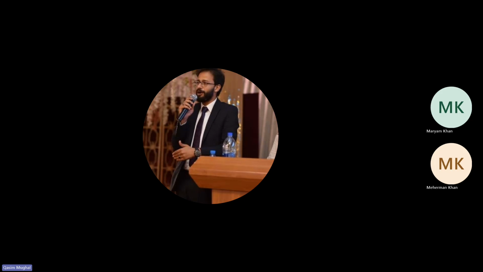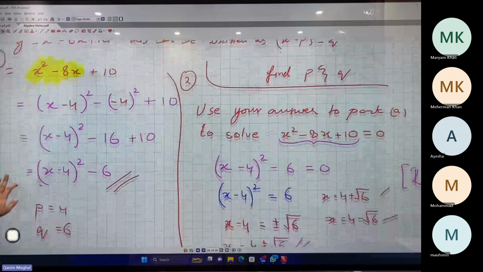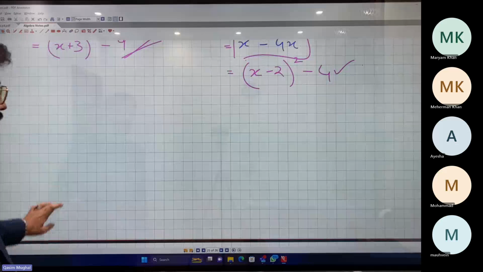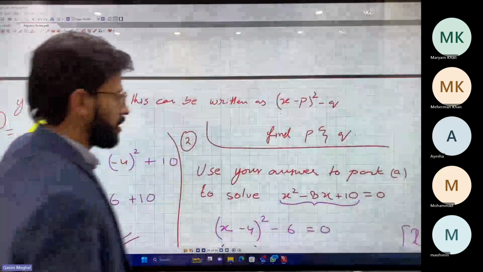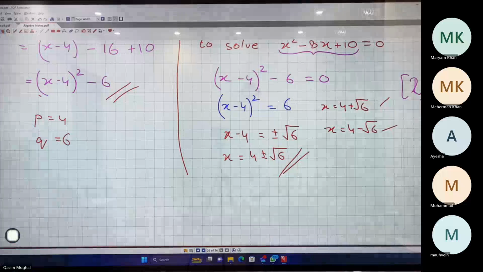So in our previous lesson, we studied how to solve a quadratic equation by using the completing square method. ठीक हो गया? अब हमने सारे methods देख लिए. Now let's move on to the next thing, that is how to solve two equations simultaneously.